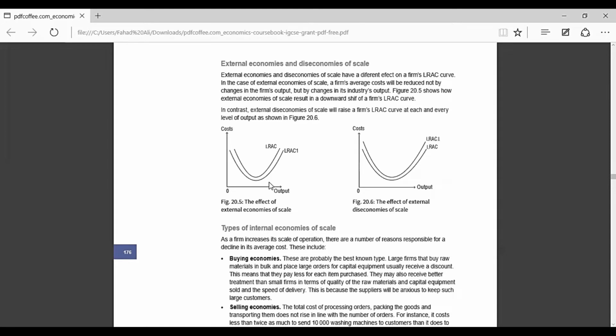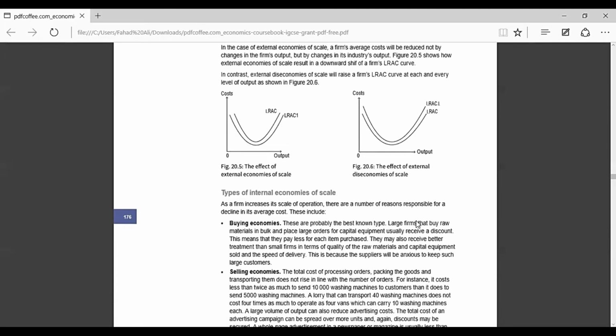Whenever there are external economies of scale, you can see that this is being represented by a shift. This economy of scale, what will happen? The long run average cost curve, the first or the original point is above and the new point is below it. Long run average cost curve 1.